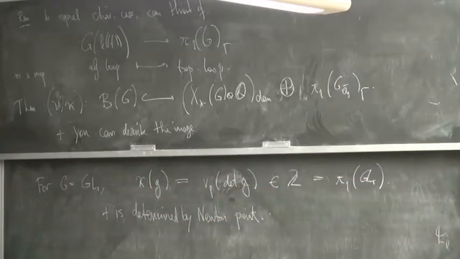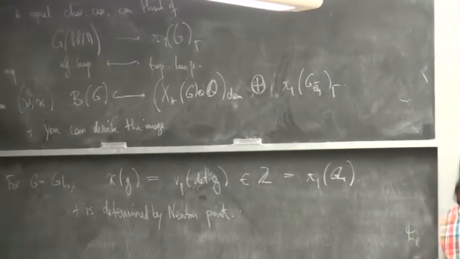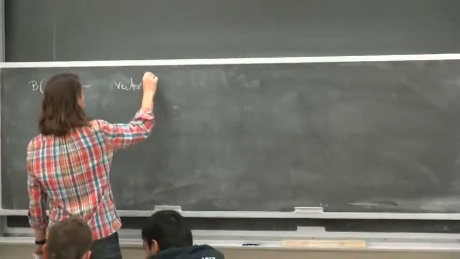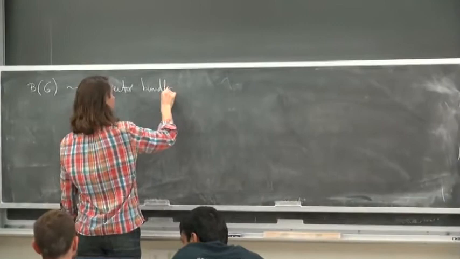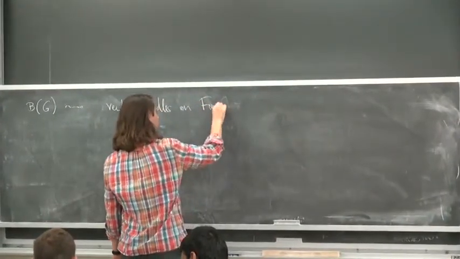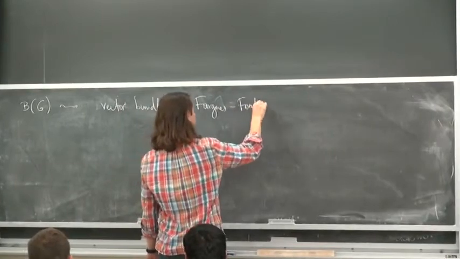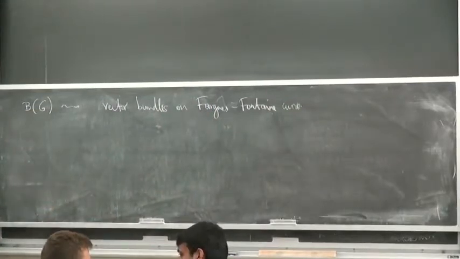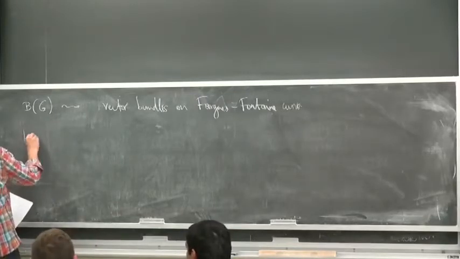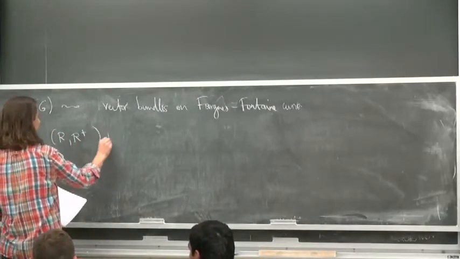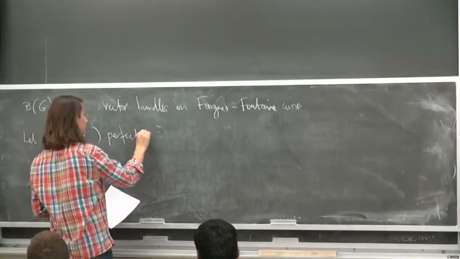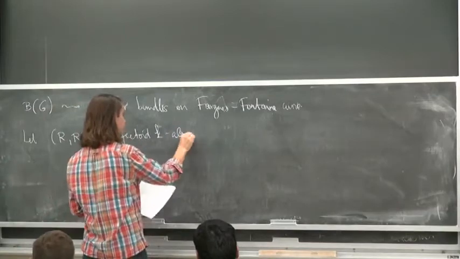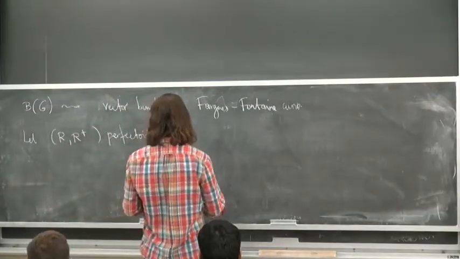So I need to say something about the relationship between B of G and vector bundles on the Fargues-Fontaine curve, or such things. About which Fargues will probably say much more during the Harris conference. So for this, let me consider let R plus be any perfectoid K algebra.